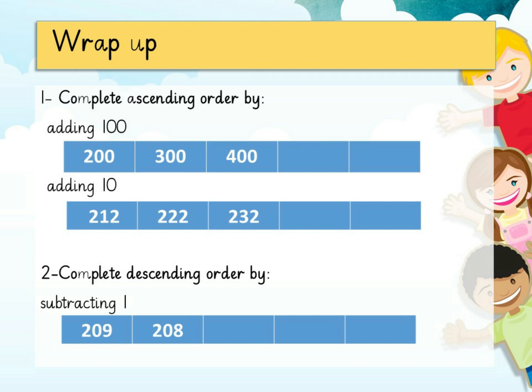Question number 2. Complete descending order. Children, you know the meaning of descending order? Yes, in a decreasing order. By subtracting 1 from the given numbers 209, 208, what numbers will come next? Yes, the numbers are being changed at unit place and this will be 207, 206 and 205. I hope your answers are correct. Good job.